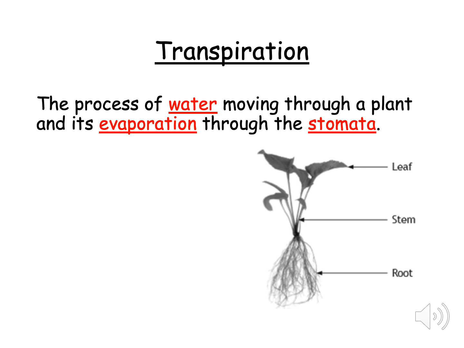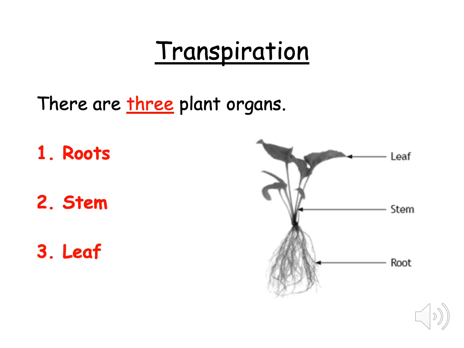Transpiration is the process of water moving through a plant from the roots to the leaves, and how it evaporates through pores in the leaves called stomata. There are 3 main plant organs involved in transpiration. So you've got the roots at the bottom, then you've got the stem in the middle, and then finally the leaves at the top.